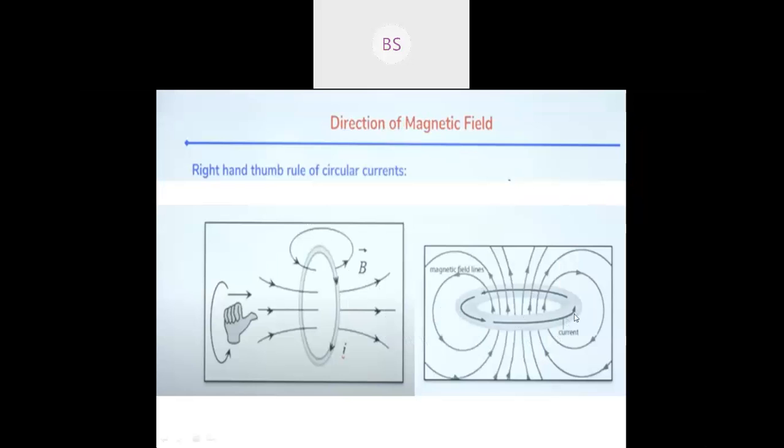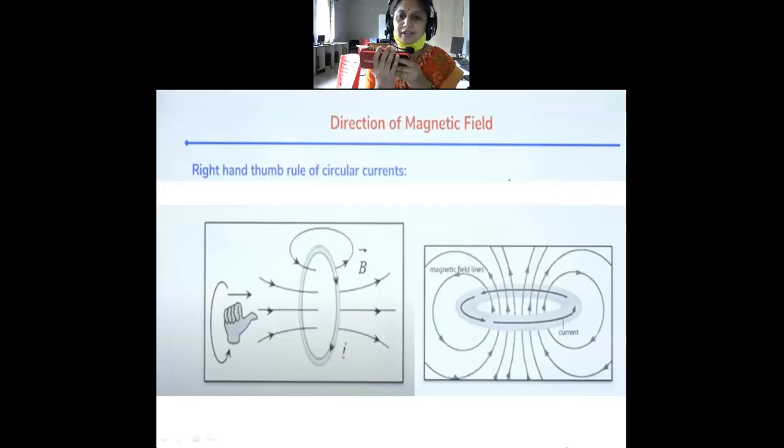If you take the right hand thumb rule, for example, we have taken the current flowing this way. Now this is your right hand. If the current is flowing this way, then your curved fingers, where they show the direction, that direction is your magnetic field line direction.